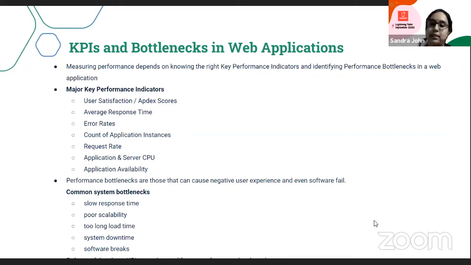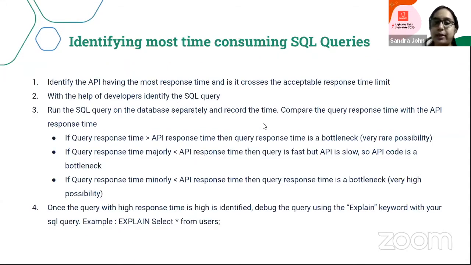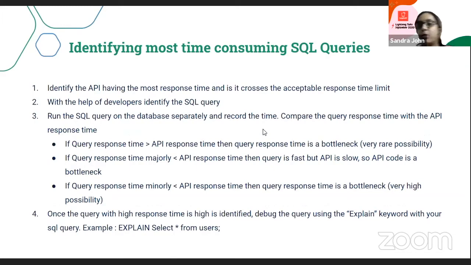Now, moving on to bottlenecks. If there are bottlenecks in your application, that means your application is performing poorly somewhere, right? So the list of potential bottlenecks includes slow response time, poor scalability, longer load time taken, system downtime, and frequent software breaks. So, how do we record these KPIs and identify the bottlenecks that may cause these kinds of issues?